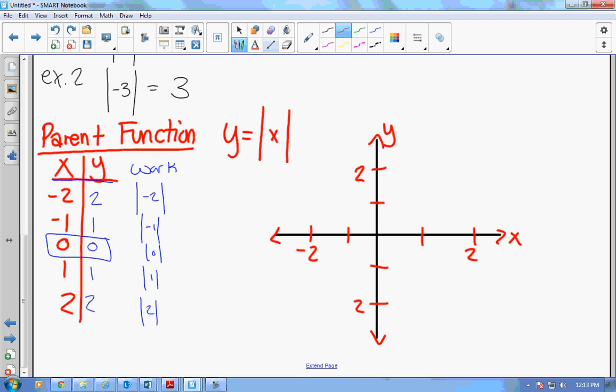Dylan, you have them all labeled? What shape did you get? It's starting to take form of... It's not a square. Definitely not a square. This is a function, so vertical line test has to pass. It's not going to be a spiral. Negative 2, 2. Negative 1, 1. 0, 0. 1, 1. Oh, it's a V.